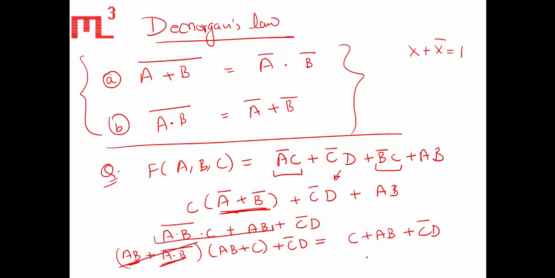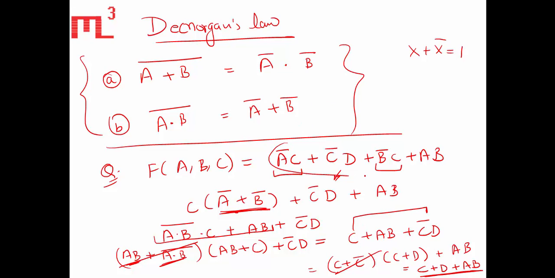So now we can apply distributive law on these two terms. So we will get (c plus c bar)(c plus d) plus ab. So this will get cancelled out. So the final expression is c plus d, plus ab. So this is the Boolean simplification of this whole expression.